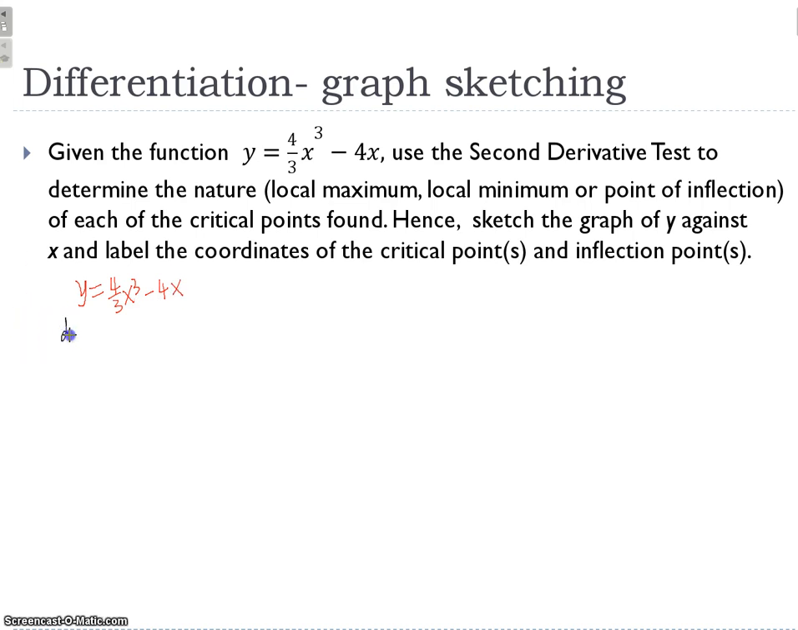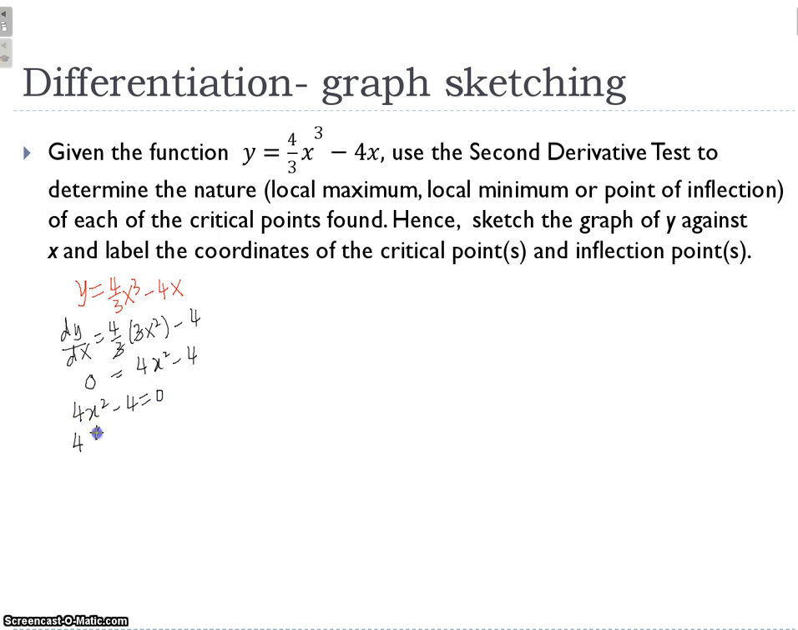To find the first derivative, dy/dx equals 4/3. We have x cubed, so we get 3x squared, subtract 4. If we simplify this, dy/dx is 4x squared subtract 4. To find the critical values, we let dy/dx equal 0. It means that 4x squared subtract 4 equals 0.